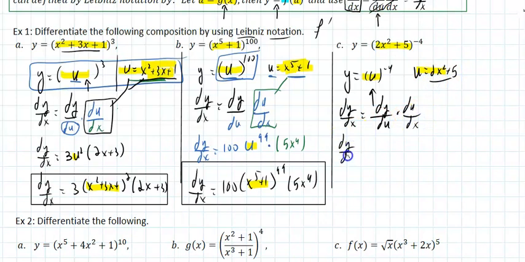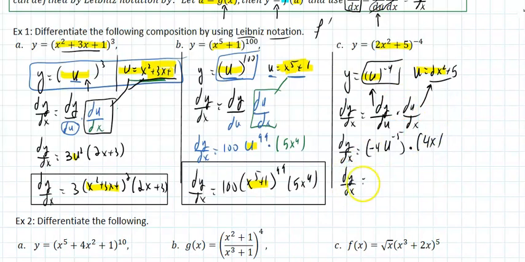So dy dx, the derivative of this power function: bring the power down, subtract 1 from the power, times the derivative of u with respect to x, which is 4x. And if I replace u by what it equals, I'm really looking at negative 4 times 4, that's negative 16, u to the negative 5 times x, and u was 2x squared plus 5. Actually, I wanted to leave those as they are for a reason.